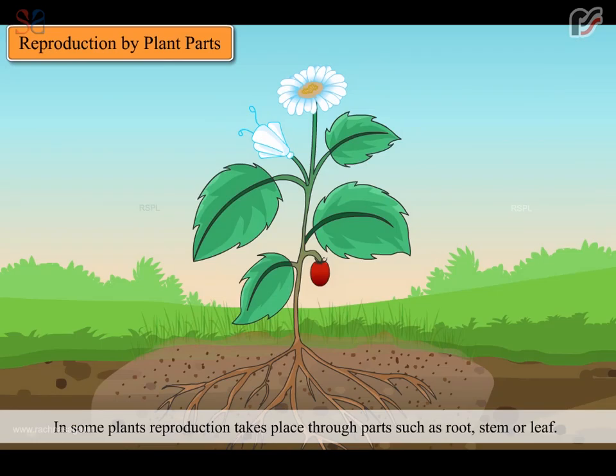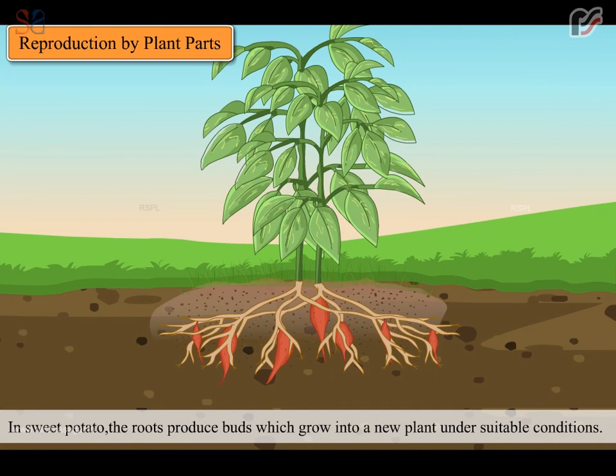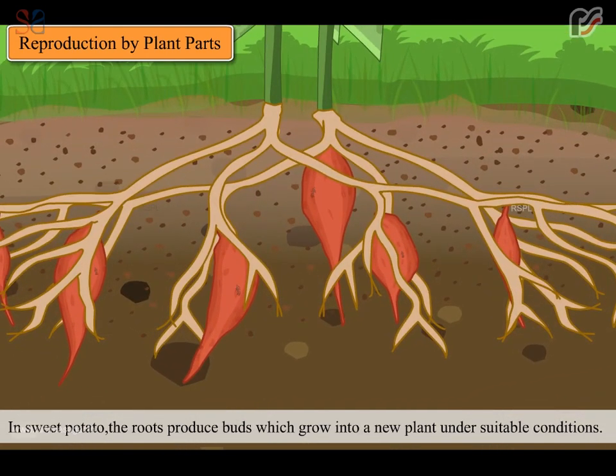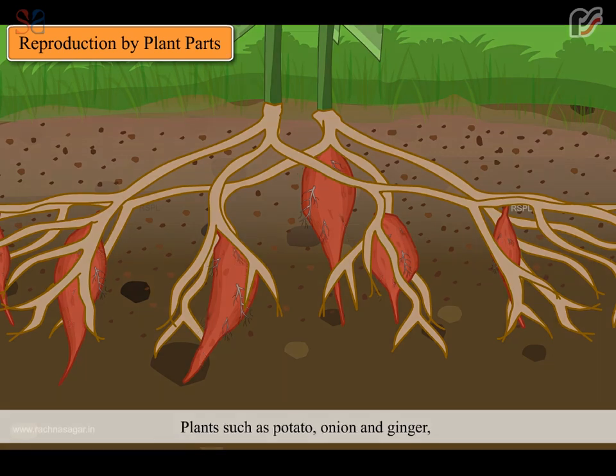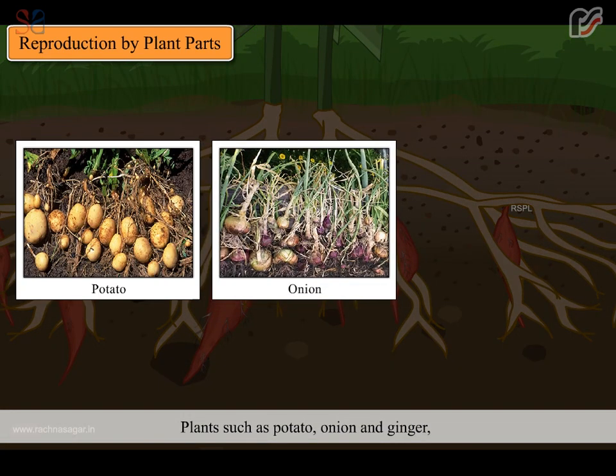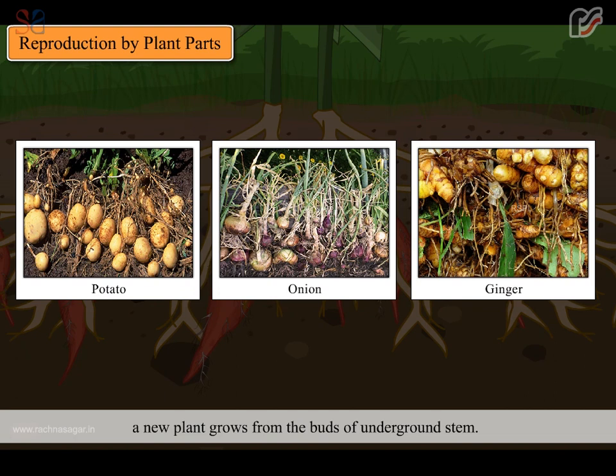In some plants, reproduction takes place through parts such as root, stem, or leaf. In sweet potato, the roots produce buds which grow into a new plant under suitable conditions. In plants such as potato, onion, and ginger, a new plant grows from the buds of the underground stem.